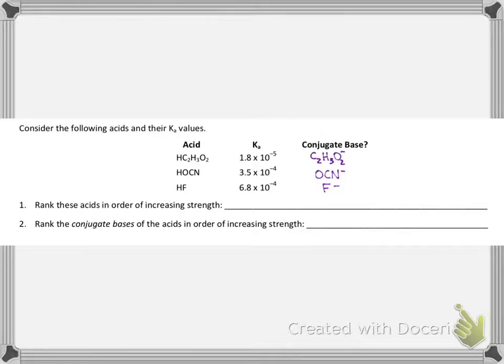Speaking of acetate, there's our acetate ion. And then I'm actually not sure what OCN- is called. And then we've got our fluoride ion. So they want you to rank the acids in order based on increasing strength, and then the conjugate bases in order of increasing strength. So you should try it. It'll be fun. And then, when you're ready to check your answer, you know what to do.